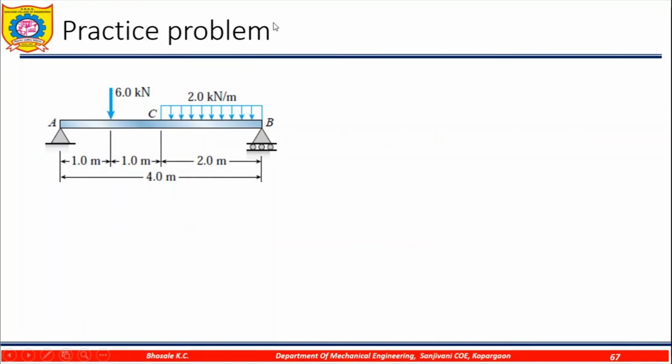This is the practice problem for you. A simply supported beam has a length of 4 meters. There is a UDL between points B and C over a distance of 2 meters, with an intensity of 2 kN per meter. Consider that there is a point D here, where there is a 6 kN load at 1 meter from A. Find the reactions, the shear force diagram and the bending moment diagram.